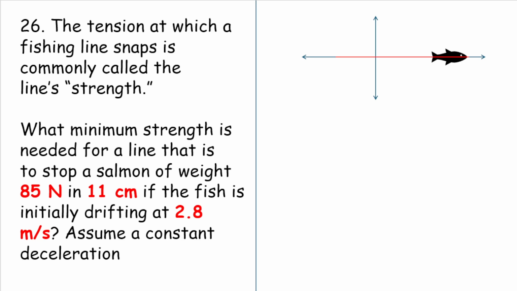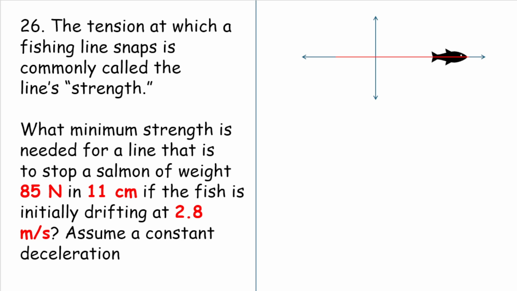Number 26. The tension at which a fishing line snaps is commonly called the line strength. What is the minimum strength needed for a line that is to stop a salmon of weight 85 Newton in 11 centimeters if the fish is initially drifting at 2.8 meters per second? Assume a constant deceleration.